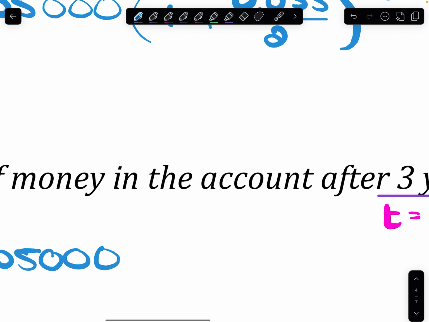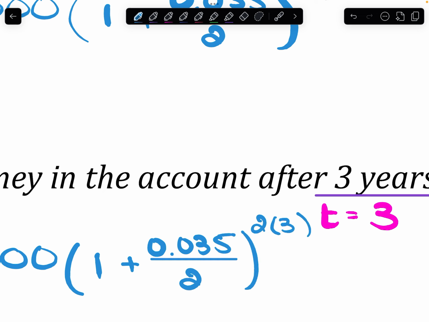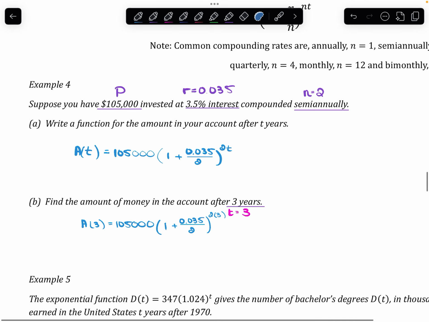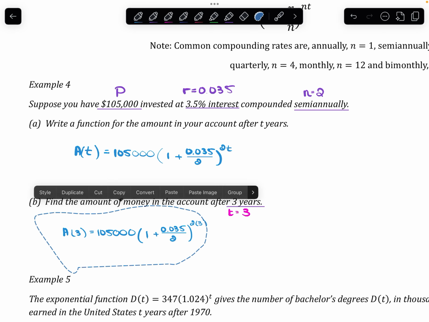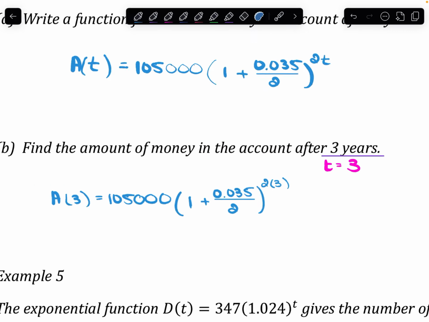105,000 times 1 plus 0.035 over 2 raised to the 2 times 3. So notice when I plugged this in, I left everything exactly as is. You do not want to do any rounding until you are finished. So use your fraction template to very, very carefully get this typed into your calculator.